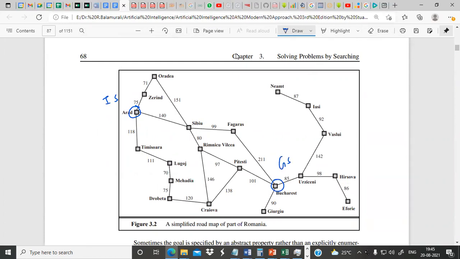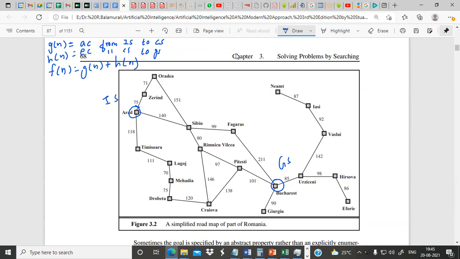When you apply the A-star algorithm, see, our evaluation function is f of n equal to g of n plus h of n, where g of n is the actual cost from initial state to current state, which I'll call AC, and h of n is the estimated cost, EC, from current state to goal state.